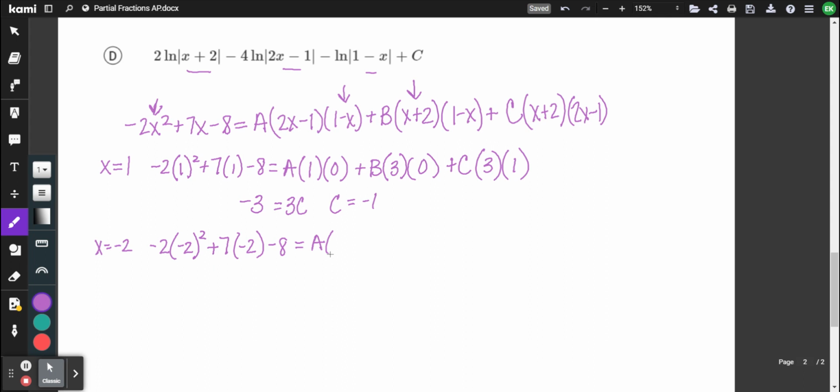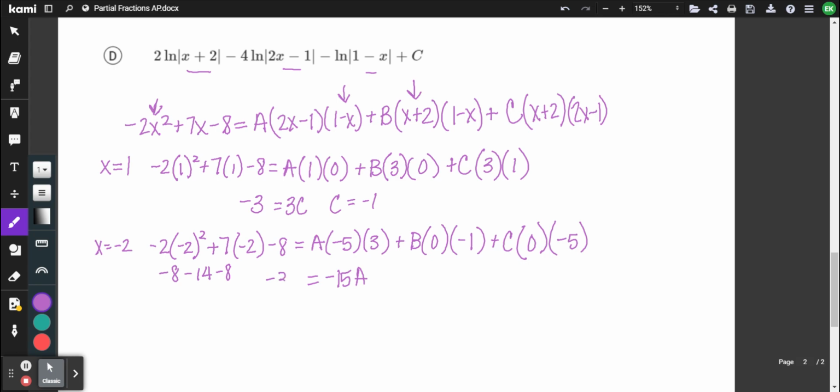So let's see, when we plug in negative 2, we get negative 5 and 3. And the B is going to zero out. Nope, 1 minus 2 is not negative 3, it is negative 1. And then here the C is also going to zero out. This becomes negative 5. So now we have negative 15A. And then let's do the math over here. So that's, let's see, negative 8 minus 14 minus 8 is negative 30, right? So then A equals 2.